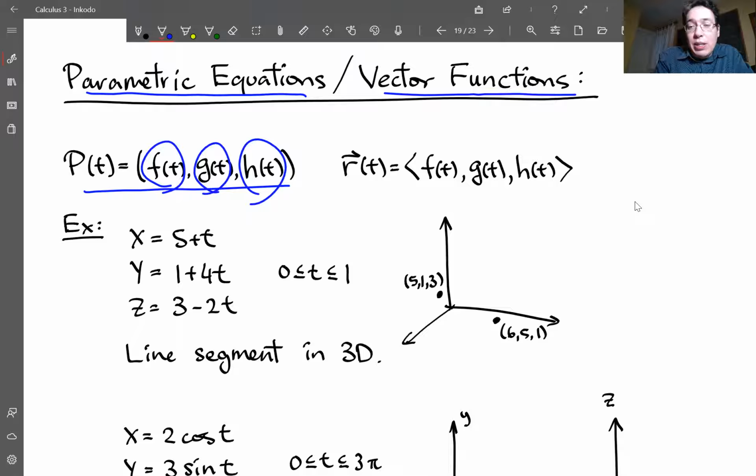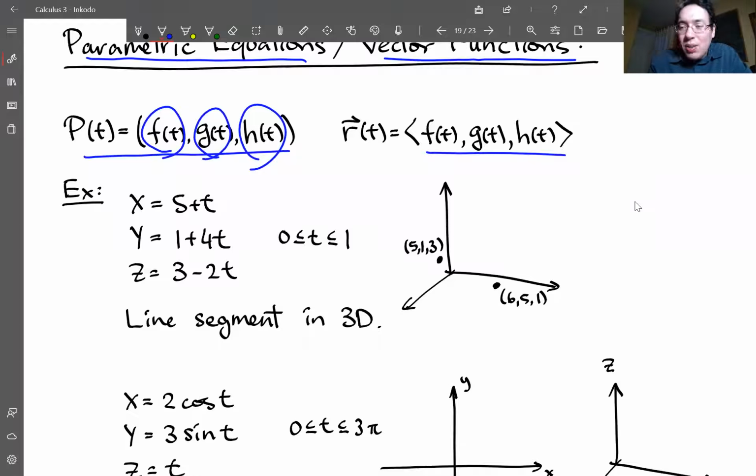A vector function is pretty much the same thing. You have an x component, y component, z component, and the object you're looking at is a vector, not a point. But pretty much the same thing, right? We're just swapping the parentheses on the left and right for angled brackets. They're different mathematical objects, but pretty much the same mathematics applies. So we're going to look at both of these interchangeably and talk about both at the same time.